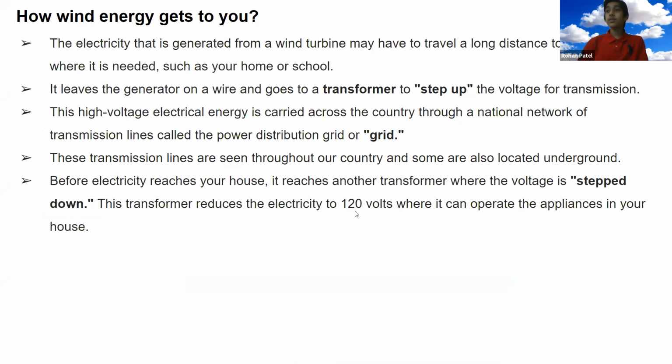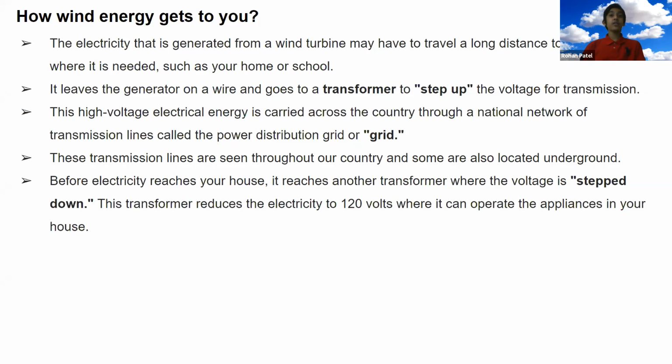How does it come to us? The electricity that is generated from a wind turbine may have to travel a long distance to reach the place where it's needed, like a home or a school. It leaves the generator on a wire and goes to a transformer to step up the voltage for transmission. This high voltage electrical energy is carried across the country through a national network of transmission lines called a power distribution grid, or just grid.